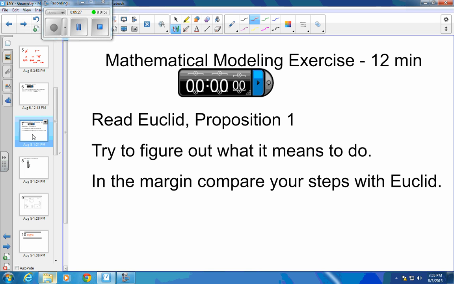Okay, hopefully you spent 10 minutes on that. If we look ahead at the next activity, we're going to spend 12 minutes on this activity. This is proposition 1. It's Euclid's proposition. We want to try to figure out what it means. And in the margin, you're supposed to compare what he did to what you did with your sitting cats. So take about 5 minutes and read through proposition 1 and see if you can understand it, and then I'll explain it all in detail.